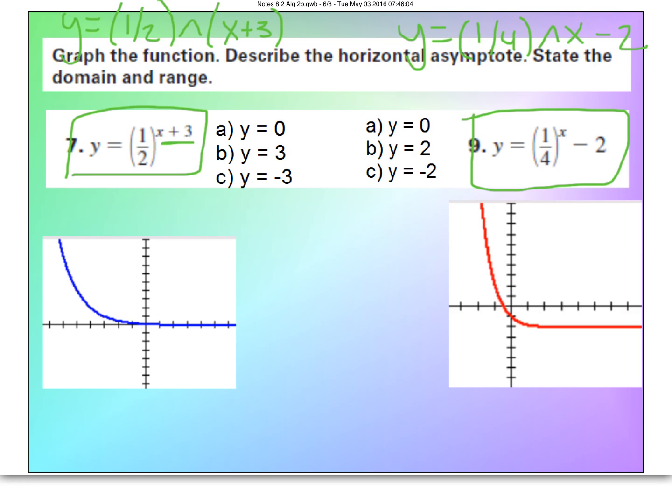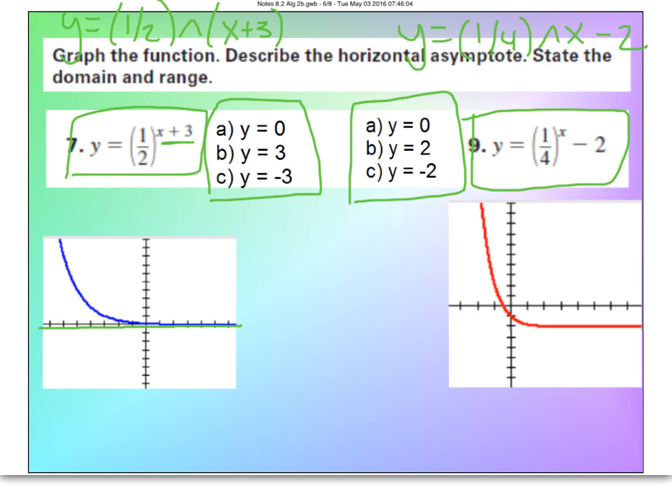If you want to pause the video and see if you can identify for number 7 which one of these three is the asymptote, and for number 9 which is the asymptote, go ahead and do so. I'm now going to sketch the asymptote in here. For number 7, we can see the horizontal line is about right there. And for 9, the horizontal line is about right there. So if you look at the asymptote for number 7, it's crossing the y-axis at 0, so the asymptote is y equals 0. For number 9, it's crossing the y at -2, so the asymptote is y equals -2.